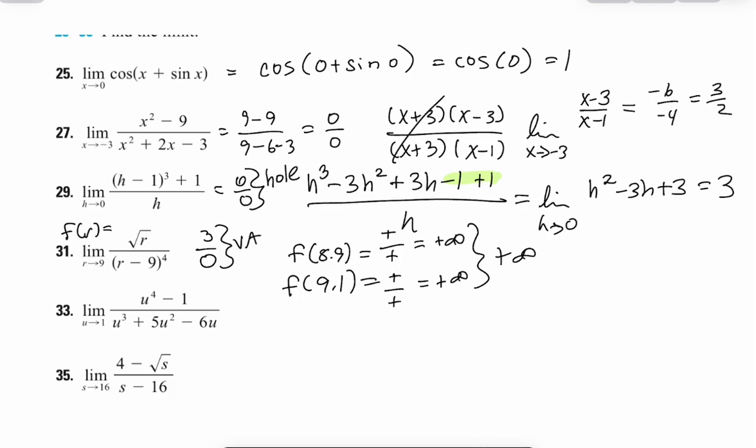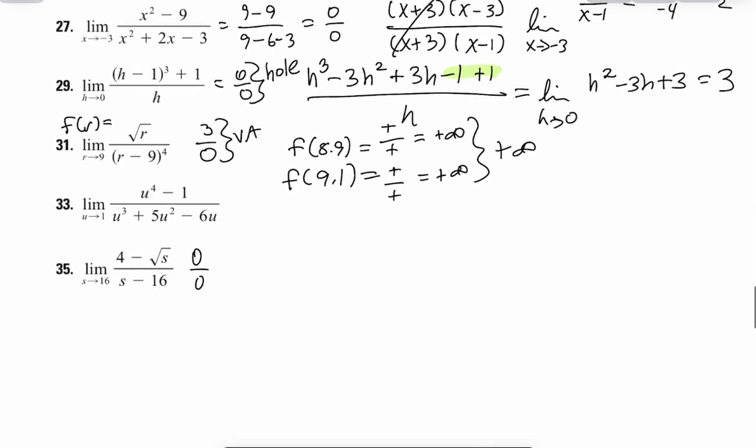Okay. 33 is very much like 27. That is a factorable quantity, so I'm going to assume you know how to factor. I want to talk about 35. We try direct substitution. We get 0 over 0. There's a hole in the graph that we need to plug. Let me show you how to plug a square root one.